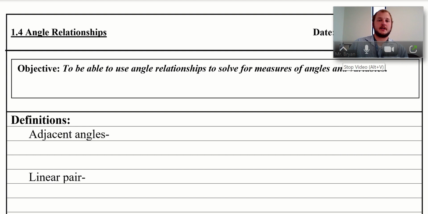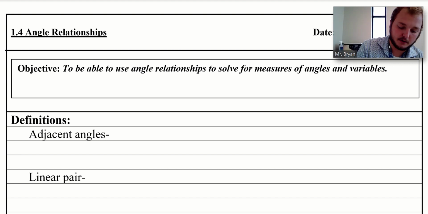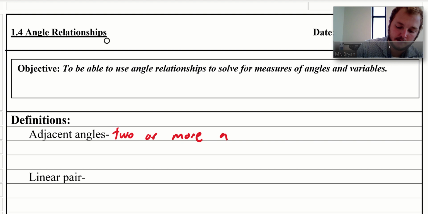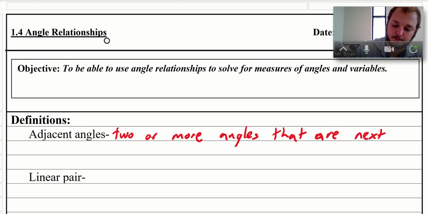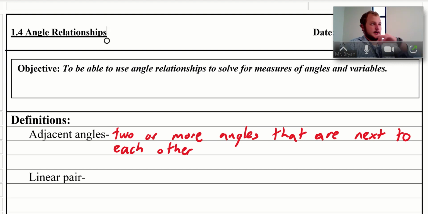First definition we're going to write down is adjacent angles. If you understand what the word adjacent means, it pretty much goes along with that. Adjacent angles are two or more angles that are next to each other. It's very helpful to know what this word adjacent means and how that applies to adjacent angles.